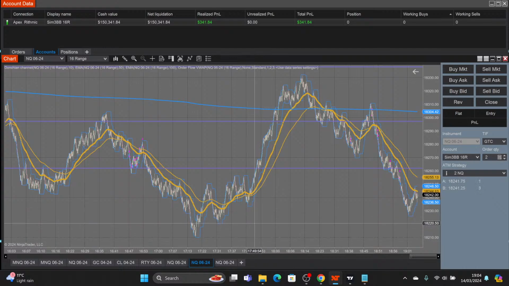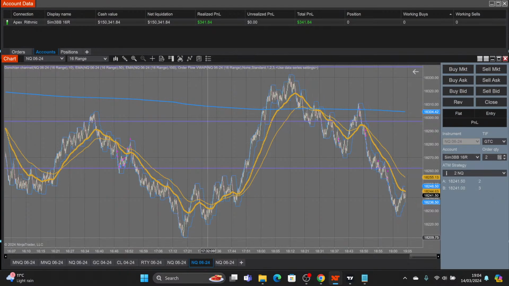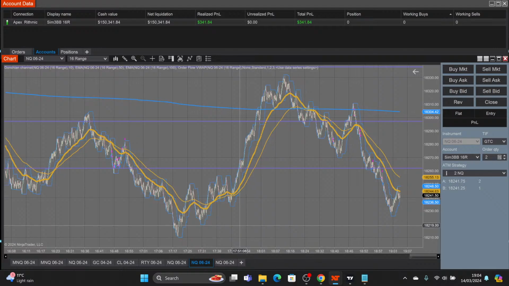These lows over here, down at 219. Got 210.